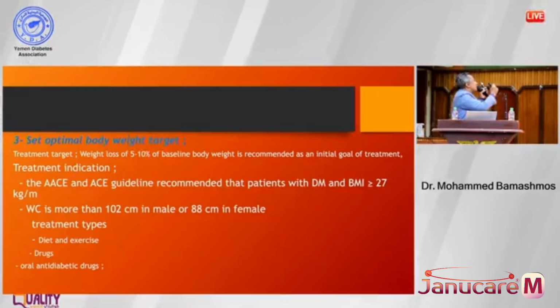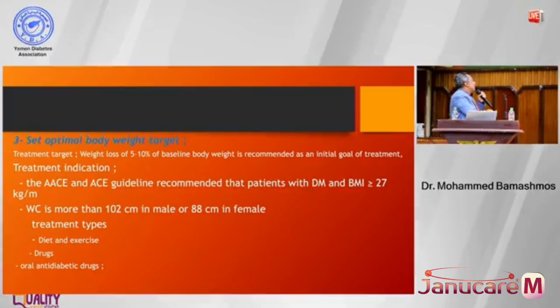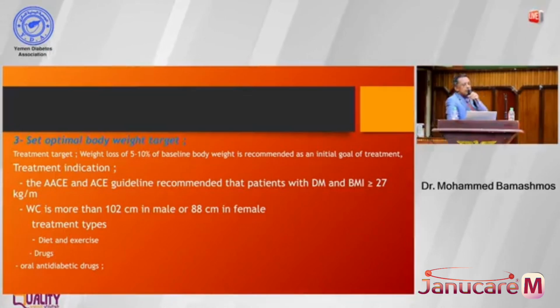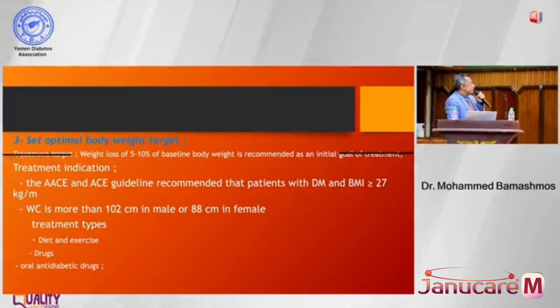The treatment target is weight loss of about 5 to 10% of the baseline body weight, which is recommended as an initial goal for the treatment. The treatment indication, according to the ASE and ACE guideline, recommends that patients with diabetes mellitus and body mass index more than 27 kg per meter square should be treated, and patients with waist circumference more than 100 cm in males and 88 cm in females.